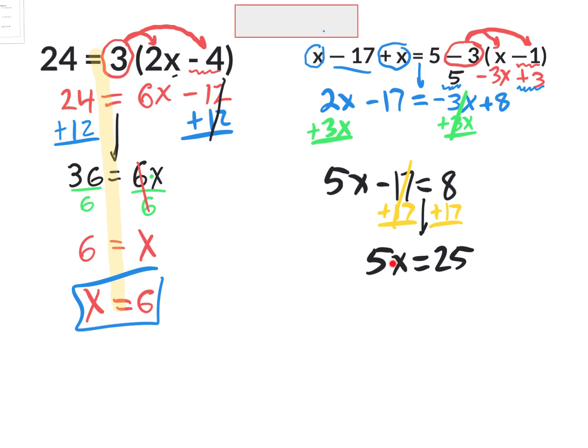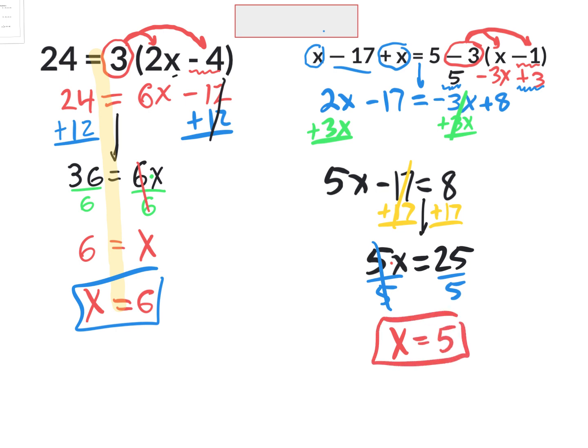And you want x by itself. You don't want the multiplication of 5. So the way to get rid of that multiplication of 5 is to divide by 5. And what you do to one side, do to the other. Cancels out. Final answer is x equals 25 divided by 5, which is 5.